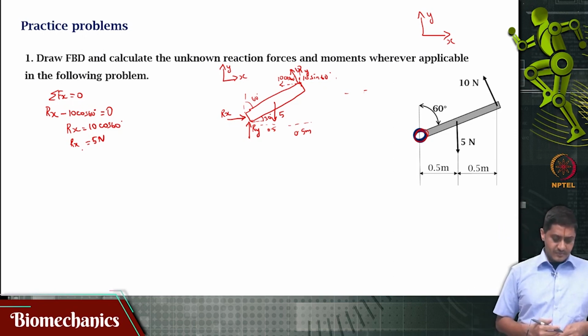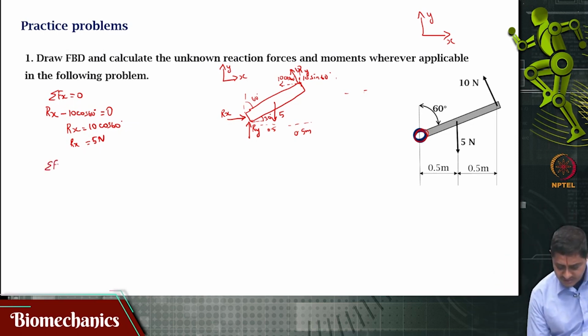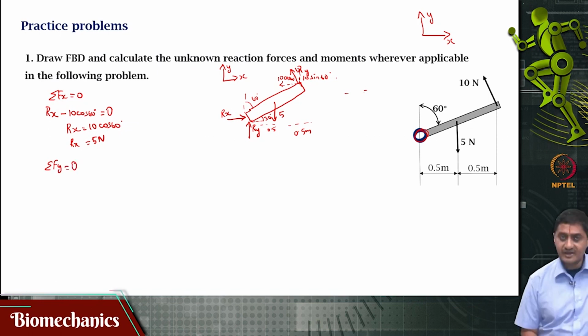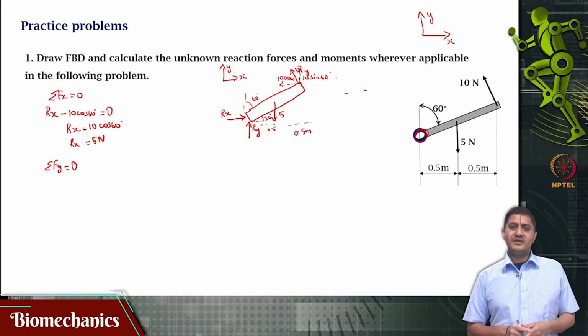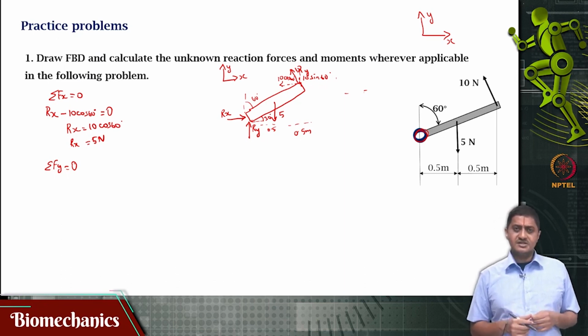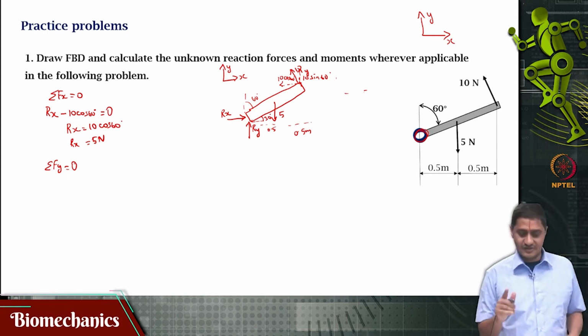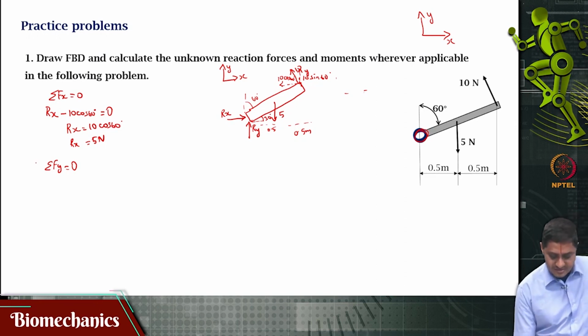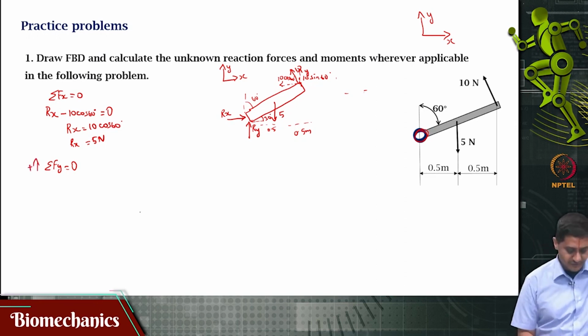Now, I can write similarly the equation of static equilibrium in the y direction, that is sigma Fy equal to 0. What does this mean? This means because this bar is not translating along the y direction, or rather not accelerating in the y direction, the sum of all the forces is 0, because it can translate with constant velocity, something to remember. Sigma Fy equal to 0, upward is considered positive.